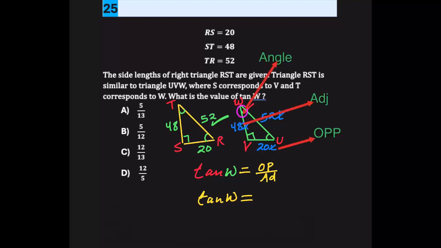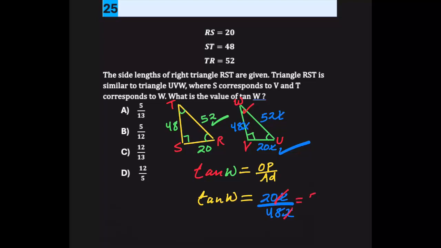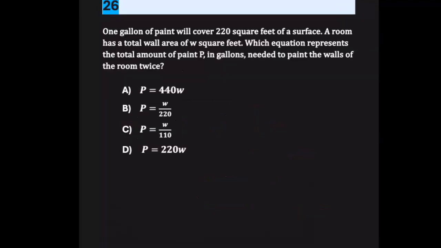So what is the opposite? The opposite is going to be here. So we have 20x over 48x. And x will cancel, and 20 divided by 4 is 5, and 48 divided by 4 is 12. So we have 5/12, and that is right here. Question 26 is a word problem.